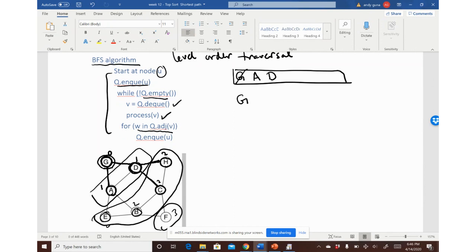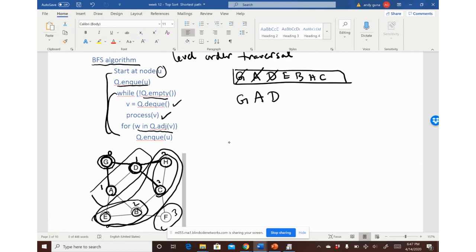And then we go back to the while loop and then take the first one in the queue, A, and then enqueue all the nodes that are adjacent to it. In this case, they're going to be E and B. So we will put the nodes adjacent to it. And then we do the same thing. Again, we go back and get the next one and put the nodes adjacent to D. That's going to be H and C.